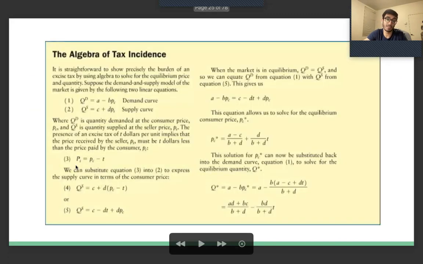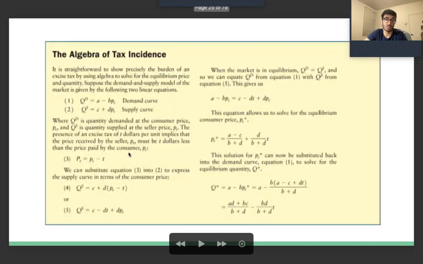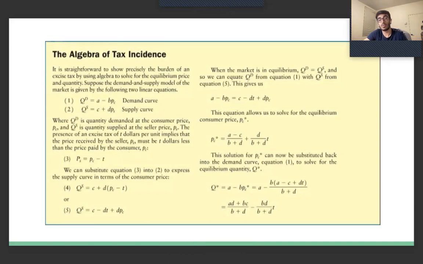And we can already find PS from here because we found PC. So that minus tax gives you PS. And then P0 minus PS would give you the burden for the supplier. So now you have the burden for the consumer and you have the burden for the supplier. So if you see a question on the exam, this is how you approach it. It's not that complicated.